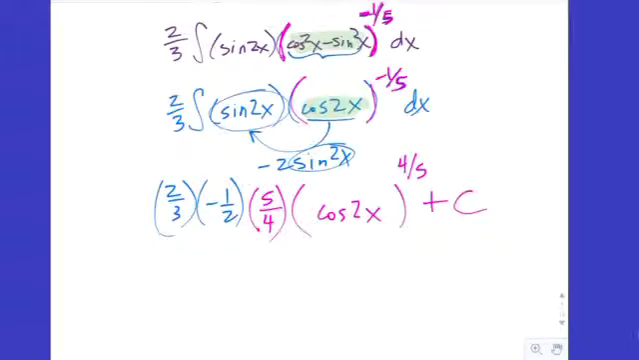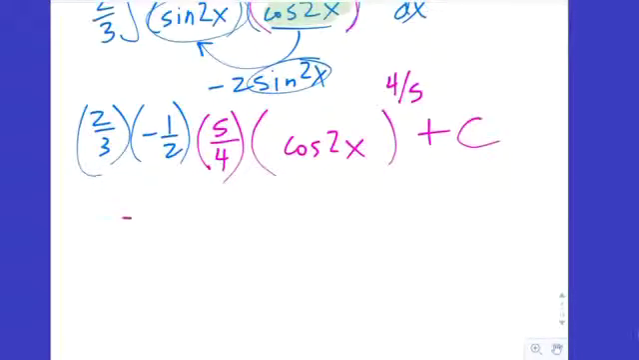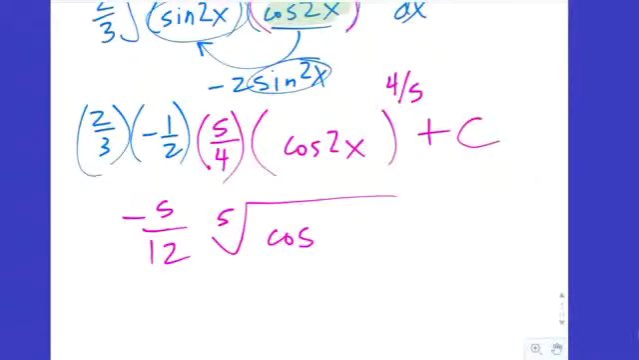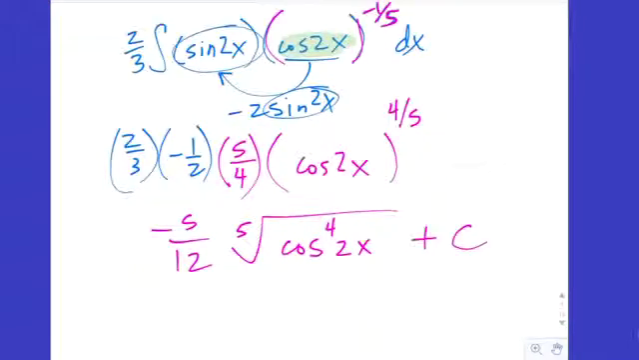Now, even if that's not your final line, if you have plans on rewriting it and putting the plus c on the very end, if you don't put the plus c here on a pre-response, you'll lose points. It has to be correct all the way down, not just at the end. So now if we combine everything, we get negative 5/12 as our coefficient. We could say it's the 5th root of, and we could put the 4th power back in the condensed form, plus c.